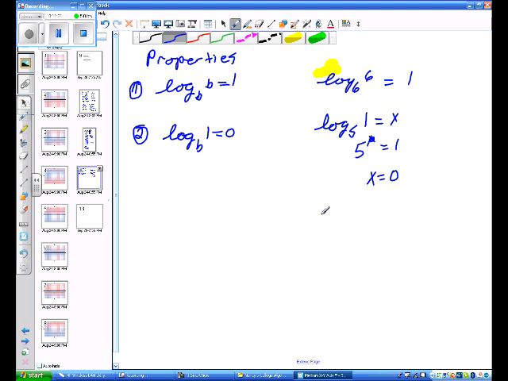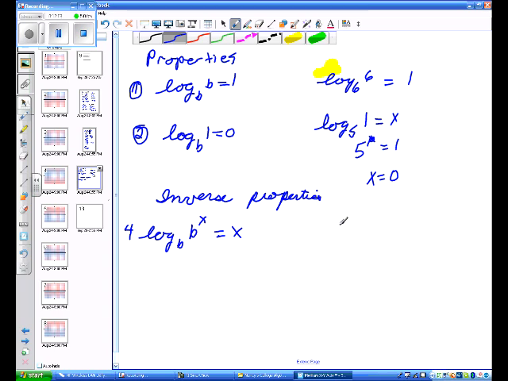So those are some basic properties. Now, we also have what are called the inverse properties. Which says log base b of b to the x equals x. Now that goes along with this problem because when no exponent is shown, it's understood to be a 1. So our exponent there was 1.